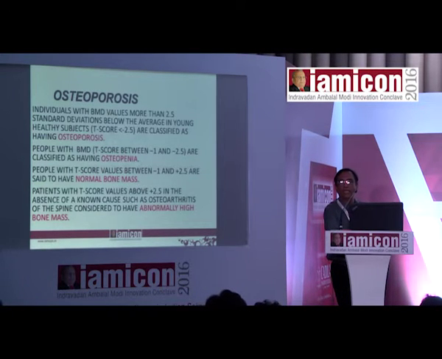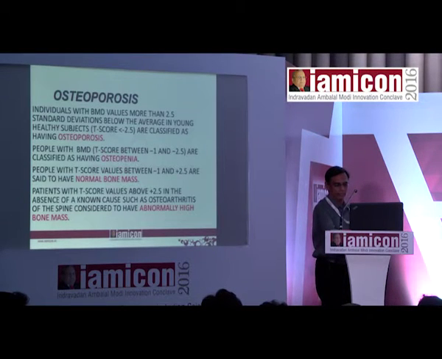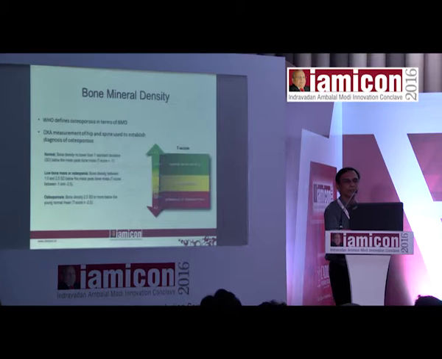So when do we say in BMD, bone mineral densitometry, it is a value more than 2.5 standard deviations below the average in young healthy subjects. It is the T-score we call. If it is less than minus 2.5, they're osteoporotic. If the T-score is between minus 1 and minus 2.5, osteopenia. If it's between minus 1 and plus 2.5, it's a normal bone mass. And if it's more than 2.5, we should think that it is abnormally high bone mass. So the same thing is depicted here.